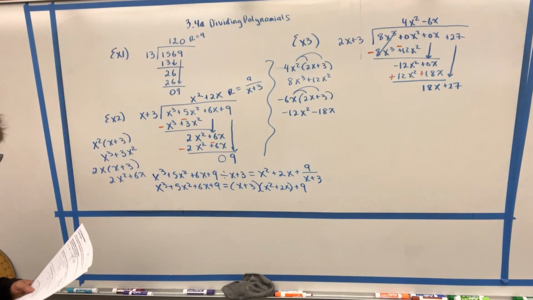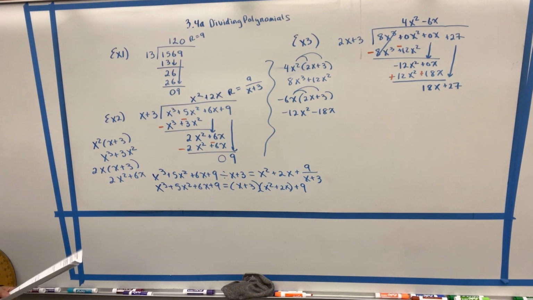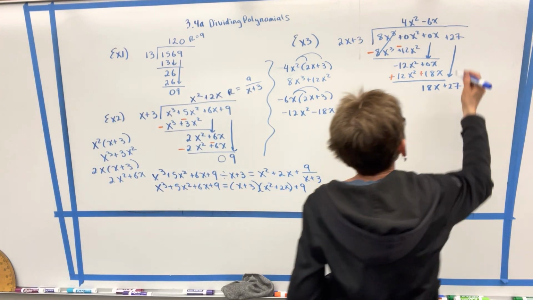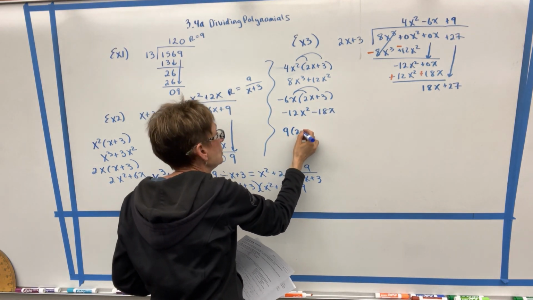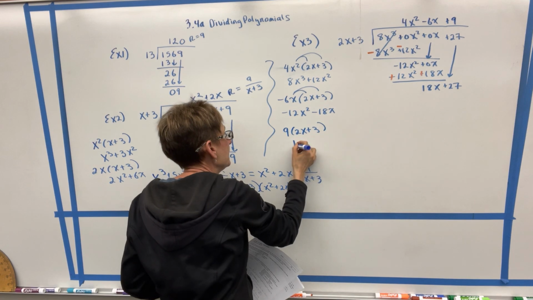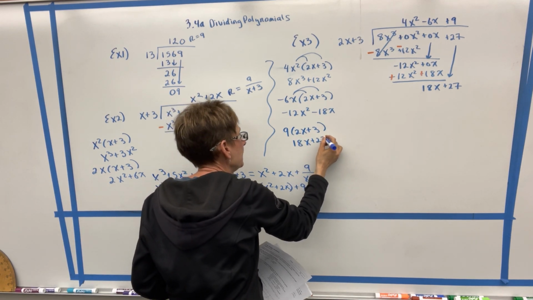Okay, we're almost done here. We want to ask ourselves what we would have to multiply 2x by to get 18x, and the answer is 9. So I'm going to take 9 times 2x plus 3 to get 18x plus 27.